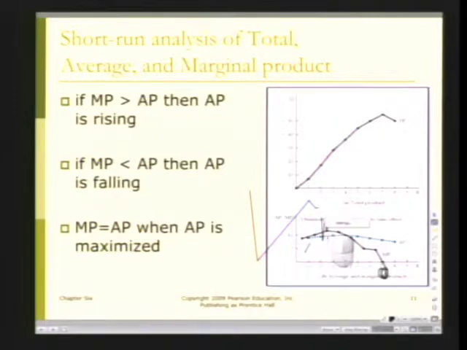This is the peak of average product here, all right? So that is an important position, all right? So average product is sort of doing something like that, and then marginal product is doing something like that, all right? Now, if marginal product is less than average product, then average product is falling. You can see that. And then when marginal product and average product are equal, average product is at a maximum.